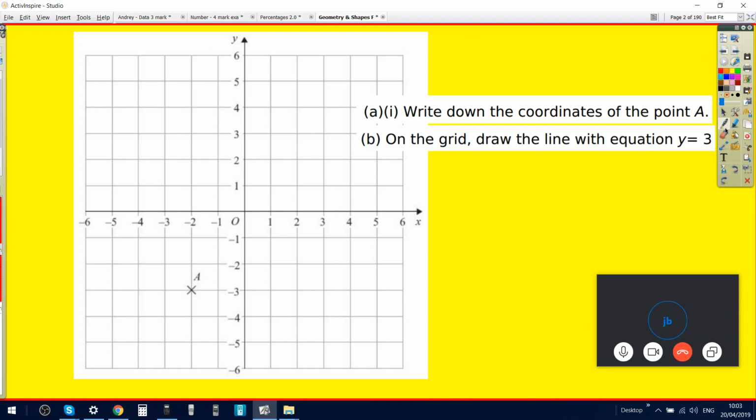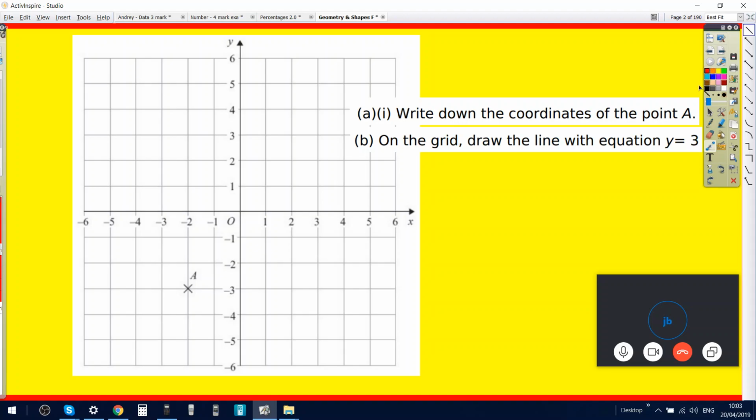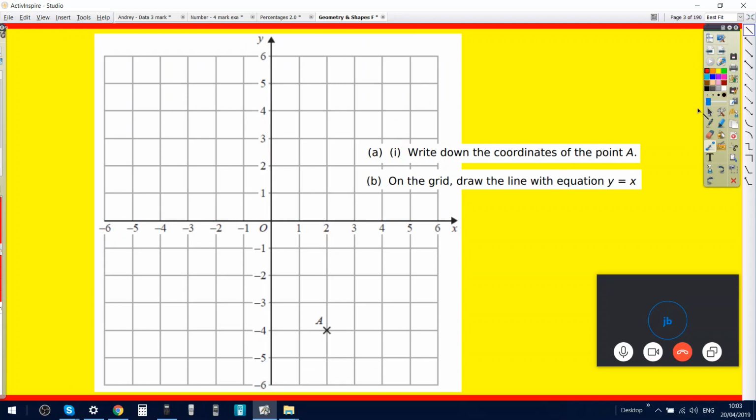How would you do part B? So where the coordinate 3 is, you draw a straight line through it. Going across, going up? Across. Yeah. So that one is 3, it's fine. How about part B for this one? Is that along the middle? Yes, diagonal. So 1, 1, 2, 2, 3, 3, -1, -1. So you can see they're the same for each one. Okay.